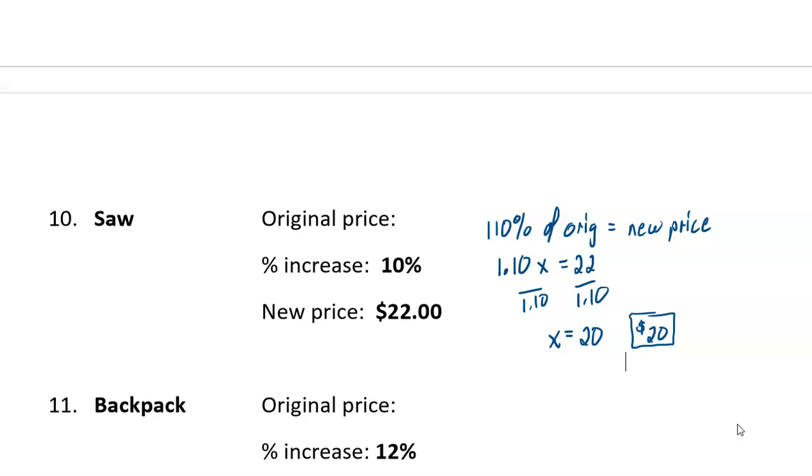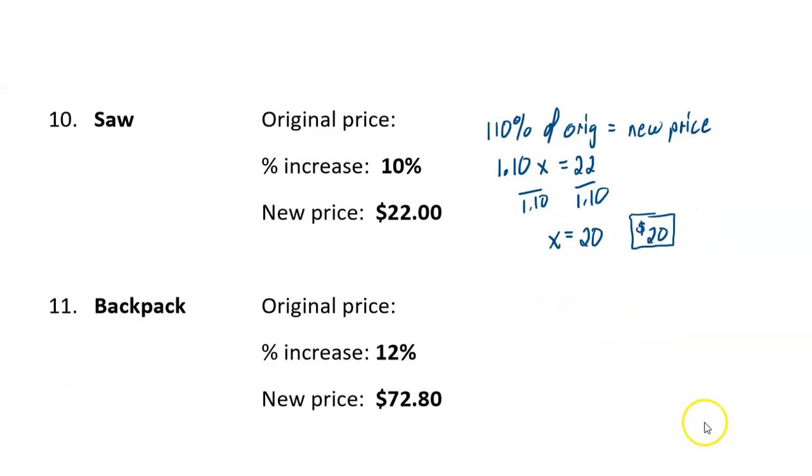The original price of the saw was $20. 10% of 20 is $2. And so with that increase added on, the new price is $22.